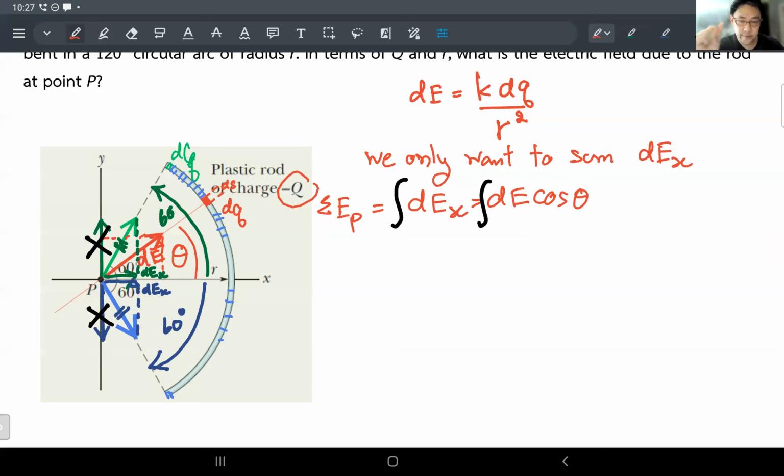So far, so good. Next, how are you going to do it? We already figured out the dE. Just plug it in. Okay, so why not? Just give it a shot. k dq over r squared cosine theta. This is the one that you want to integrate. And you want to integrate when the theta is from where to where, guys?